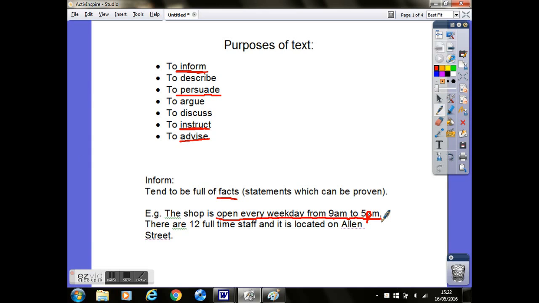And then underneath that, there are 12 full-time staff, and it is located on Allen Street. So we've got 2 more factual statements there. We've got 12 full-time staff, which could be proven, and it's located on Allen Street. So those are your things that you're looking out for. Like I say, any facts which tell you if it can be proved or not, and it will just be very unbiased. It won't give you someone's opinion or point of view. It'll come across in that way.